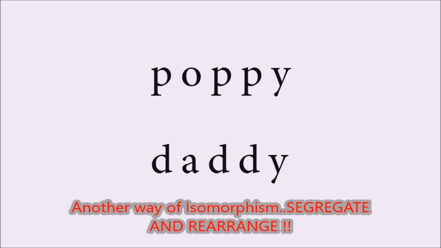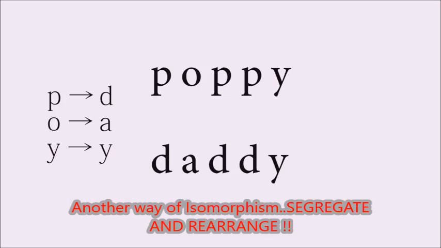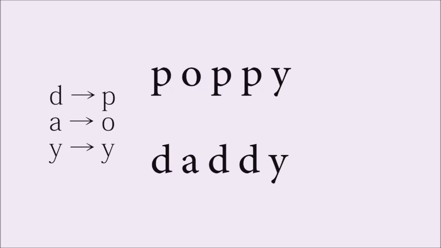a mapping between the two that preserves the ordering of the characters in the words. P maps to D, O maps to A, Y maps to itself, and then in the opposite direction, Y maps to itself, D maps to P, and A maps to O. It's a bijection because it goes both ways, and all the characters are mapped.